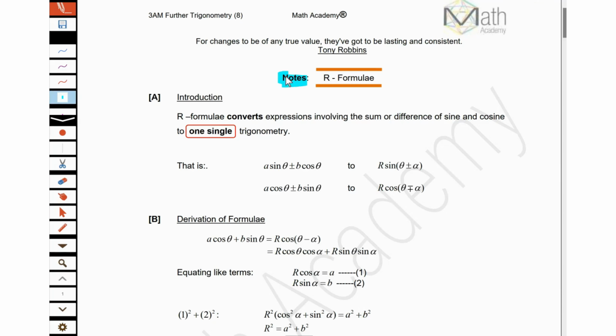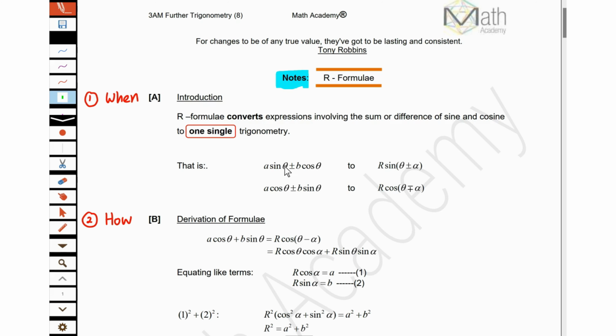Your first page of notes on our formula, you basically have two aims in mind. The first aim is to be able to know when you should use our formula. The second aim is to see how to use our formula.